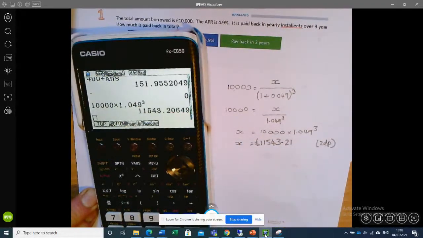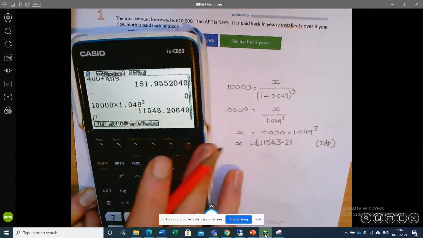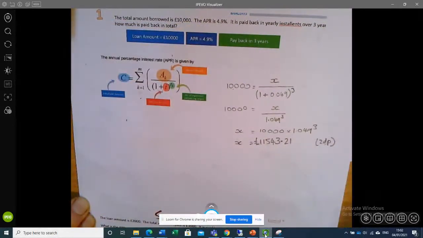So our total repayment in the end will be £11,543.21. So the interest on that loan will be £1,543.21.